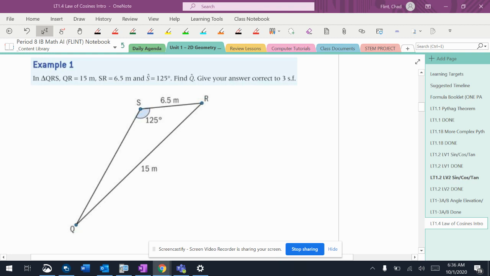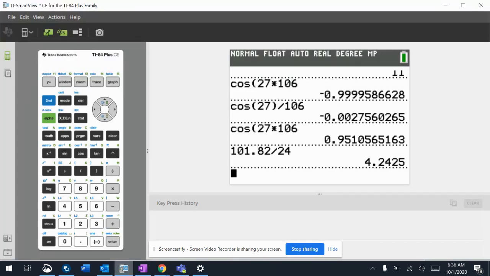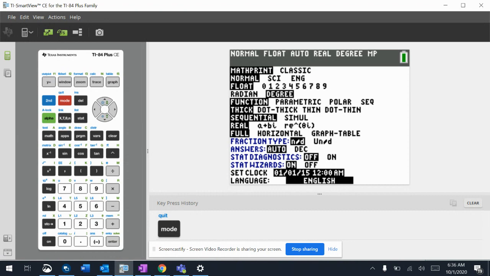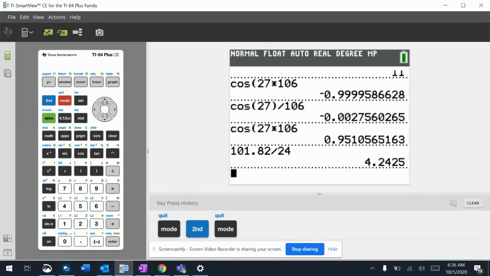Okay, so before we do one of these, make sure your calculator is open. All right, and I would also make sure it's in degree mode. It should be in degree mode, but just make sure. All right, so we're good there.